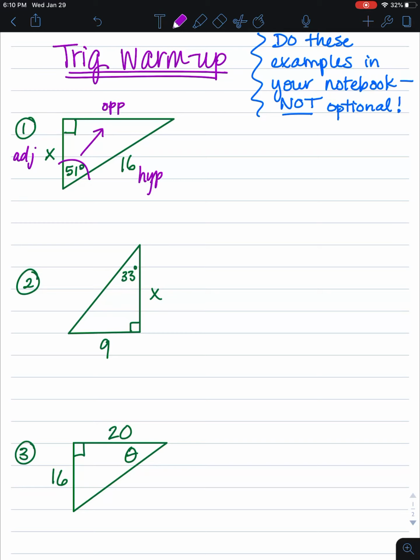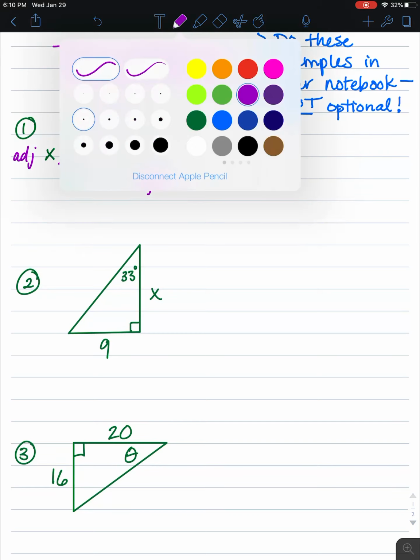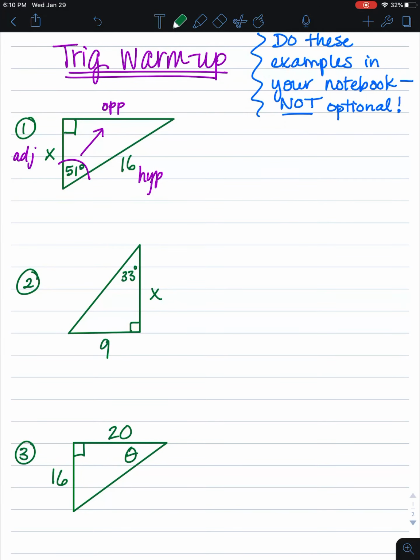Step 2, you want to determine what trig ratio to use based on your SOHCAHTOA. All right, so I'm going to draw it out, write out your SOHCAHTOA. Some old hippie caught another hippie tripping on acid.